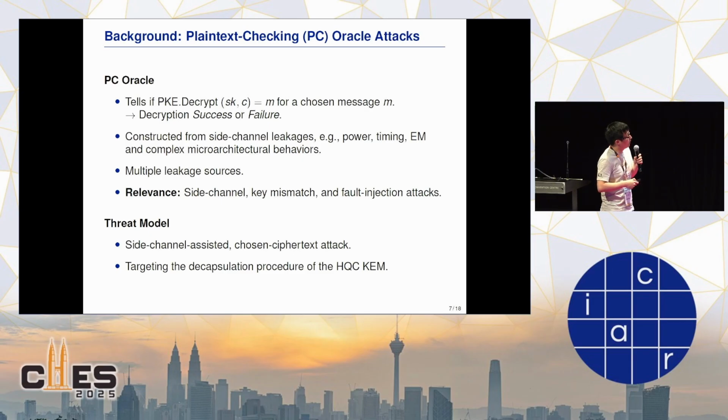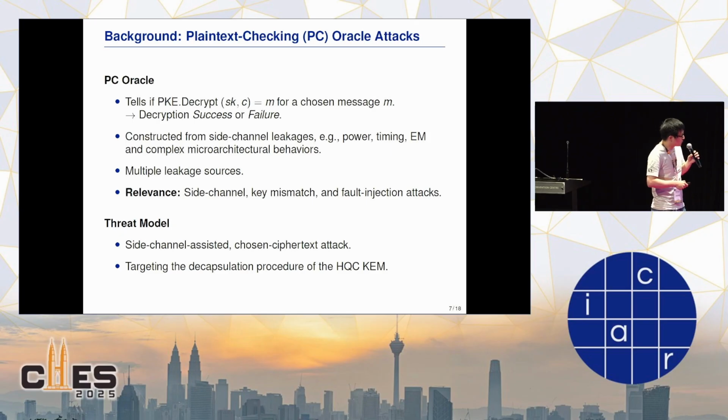What is a PC oracle? A plaintext checking oracle. For HQC, it is roughly this decryption failure oracle. It tells you if the decryption succeeds or fails. As I said before, it can be constructed from various side channel leakages like power, timing, EM, and complex microarchitecture behaviors, and from multiple leakage sources. Also, it has high relevance in side channel attacks, key mismatch attacks, and fault injection attacks.